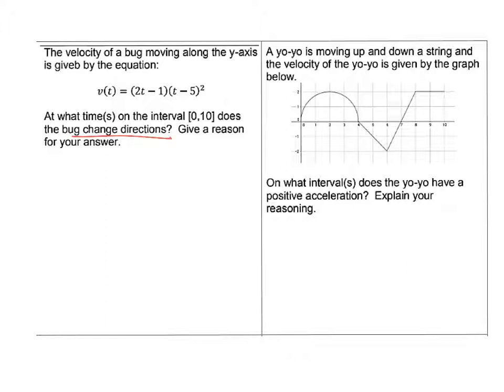So what words do we see here that were on our "when you see this, do this" chart? Nothing is super in your face, like it's not saying when is it positive, when is it negative, but it does say when does the bug change directions. That means when does it go from right to left or left to right, which means I'm looking for when velocity changes from positive to negative, right? So when is the velocity changing sign?